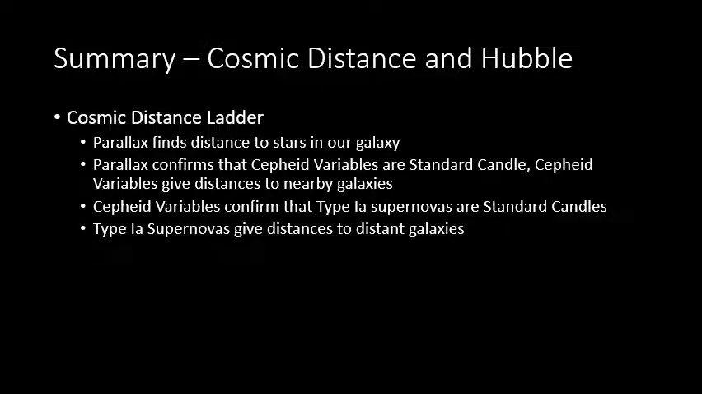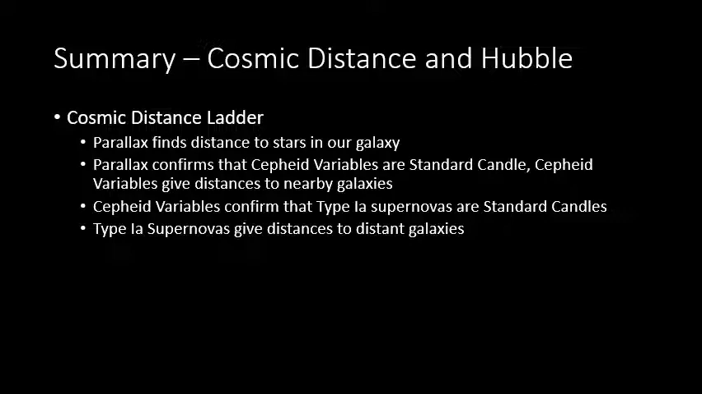We talked about the cosmic distance ladder, and that's this idea that each bit builds on the one before. So parallax finds the distance to the stars in our galaxy. Parallax helps you confirm the distances to the Cepheid variables and confirm that the Cepheid variables are indeed standard candles. Once you've got standard candles, you can go to longer distances and find the distances to galaxies.